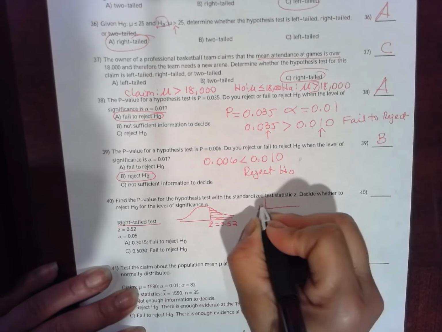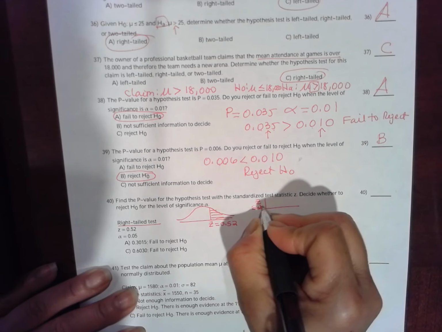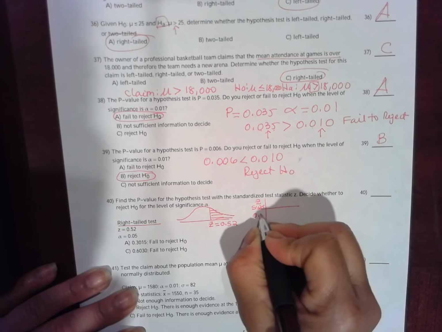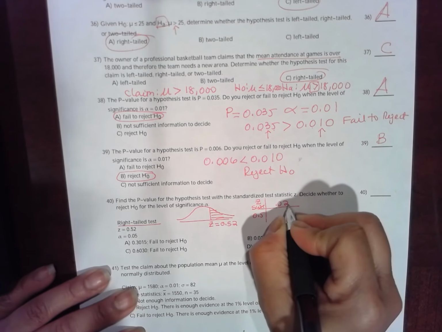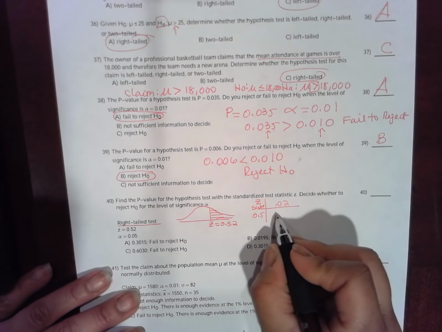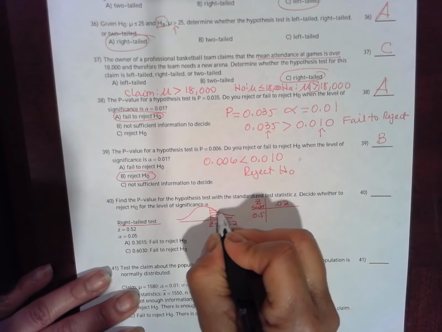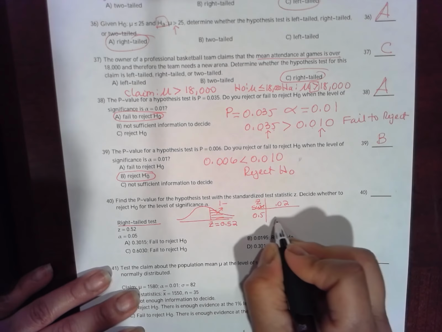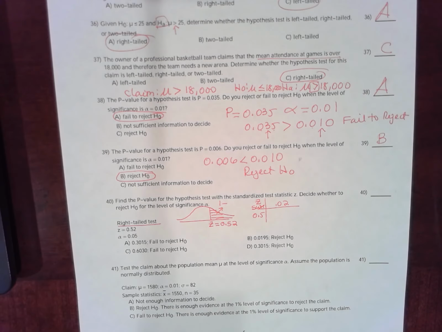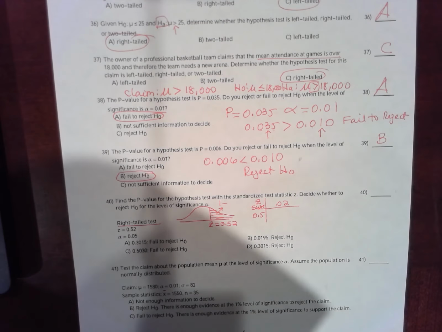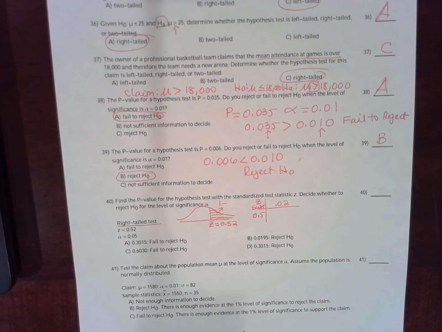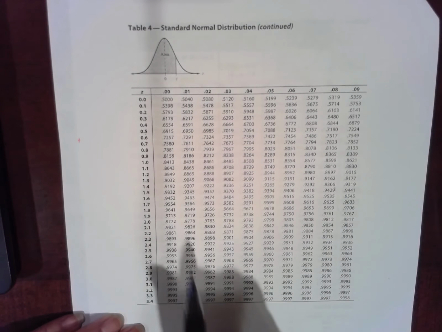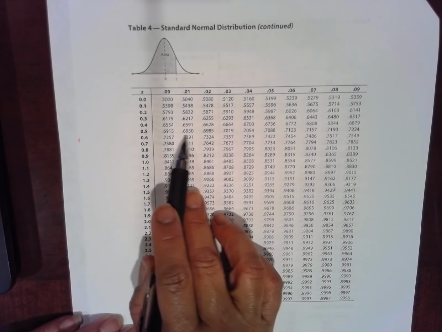So you're going to go to the z-score table, and you're going to be looking for 0.5 and 0.02. And this will be the area to the left. So to find the area to the right is 1 minus the answer from the table. So you're going to go to the Z table, Z positive, and look for 0.52. The Z table value for 0.52 is 0.6985.